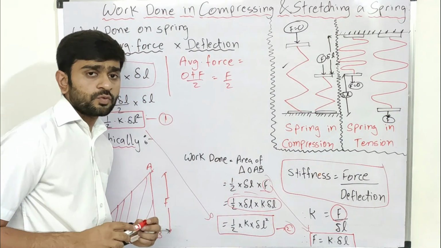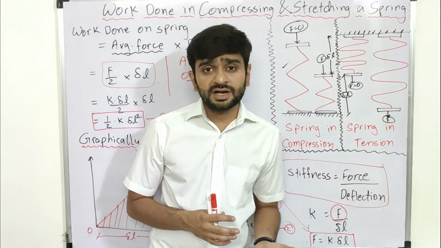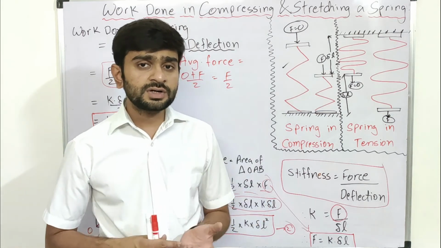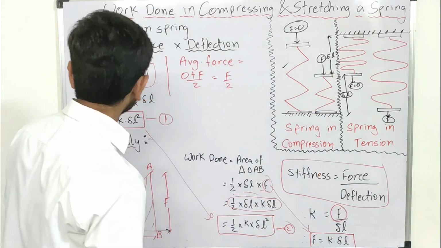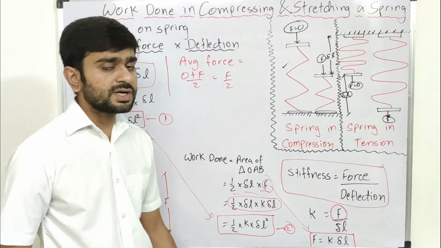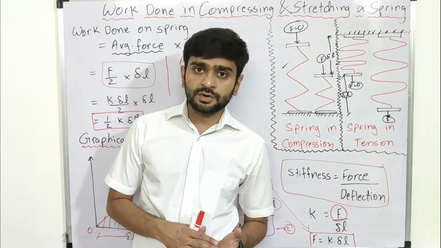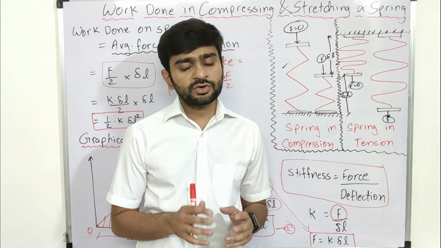So hence we have proved that theoretically and graphically, or we could say analytically and graphically, both the values of the work done for stretching and compressing the spring are the same. This is half into K into delta L square. Here also it is half into K into delta L square. And we need to remember this formula in order to solve the numericals, because each and every time we are not going to derive this.